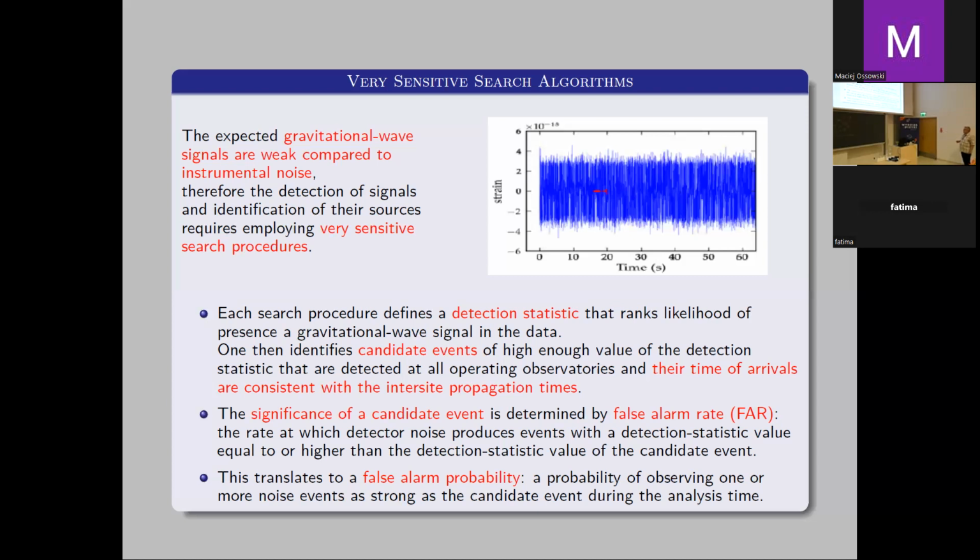This can be translated to false alarm probability. That is the probability of observing one or more noise events as strong as the candidate event in the observation period. So we have to check whether the noise is not able to produce the same value of the detection statistic which we would like to attach to the astrophysical signal.